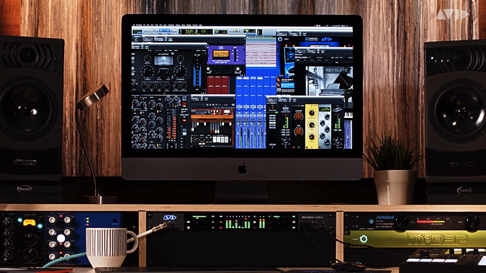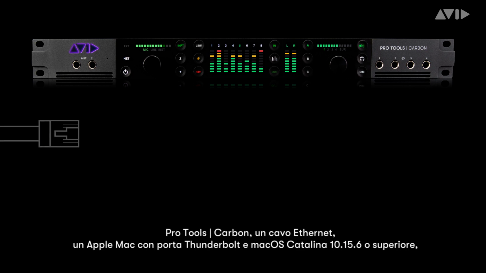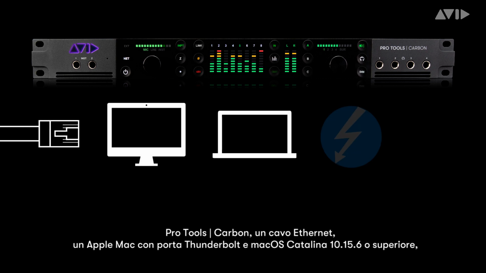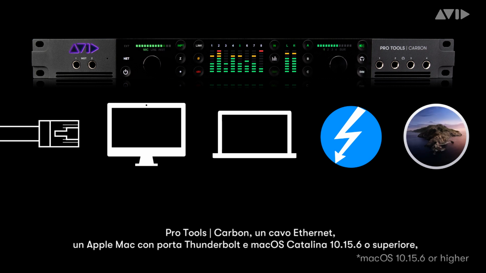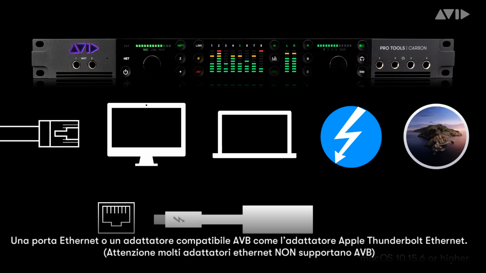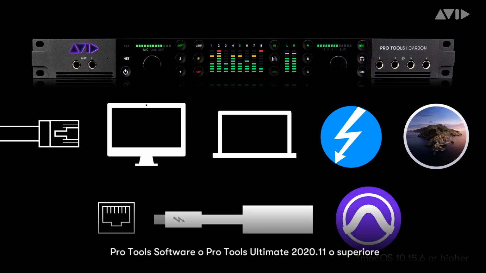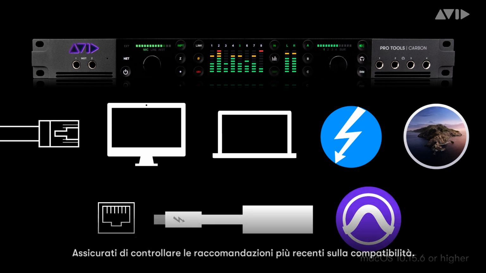other applications. The following items are required to successfully connect your Pro Tools Carbon to your computer: Pro Tools Carbon, an Ethernet cable, ideally the supplied cable, an Apple Mac computer with a Thunderbolt port and macOS Catalina 10.15.6 or higher, an available onboard Ethernet port or AVB compatible adapter such as the Apple Thunderbolt Ethernet adapter. It's important to note that most Ethernet adapters do not support AVB. Pro Tools software or Pro Tools Ultimate 2020.11 or newer. Please be sure to always check the latest compatibility information.